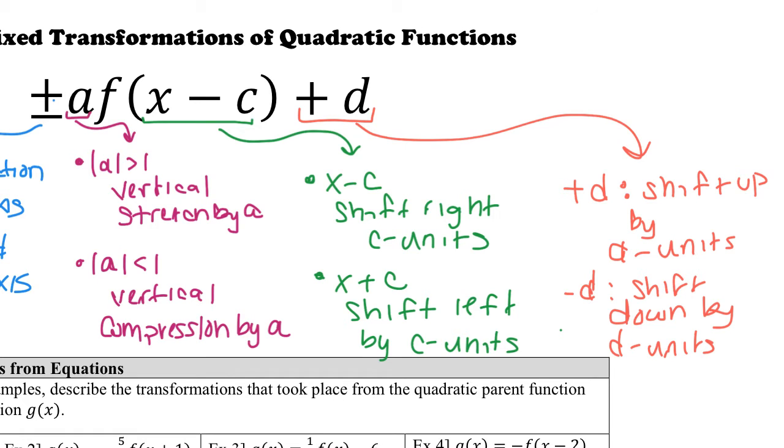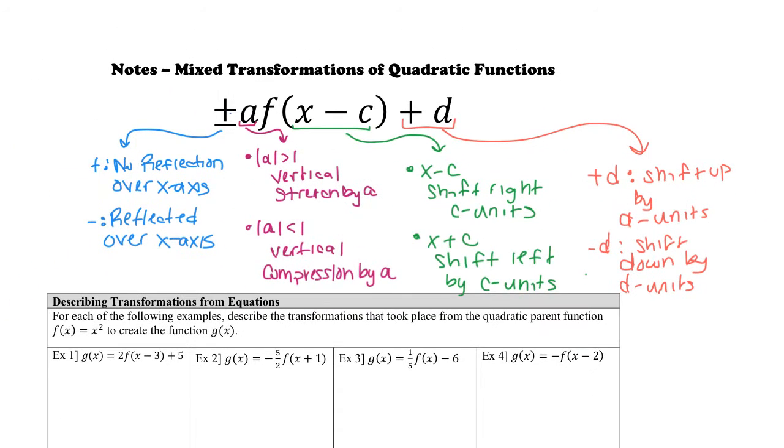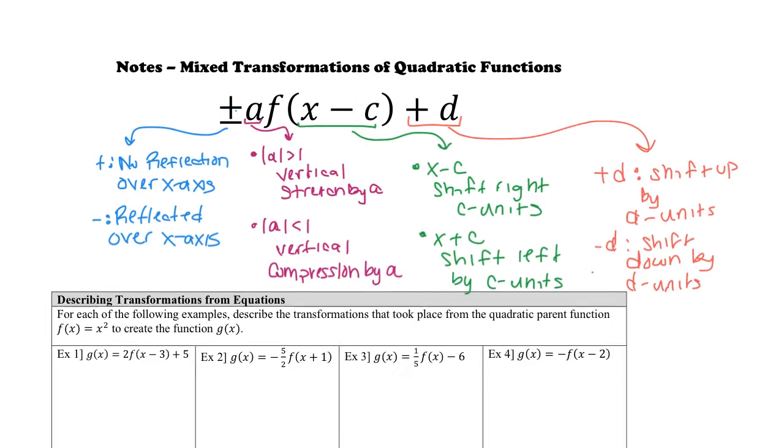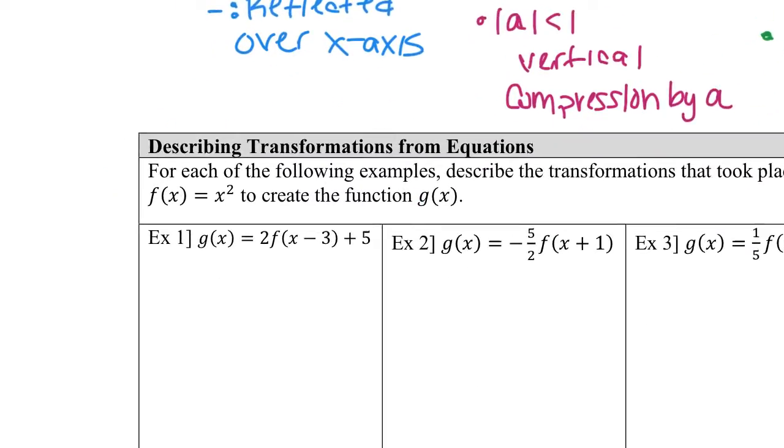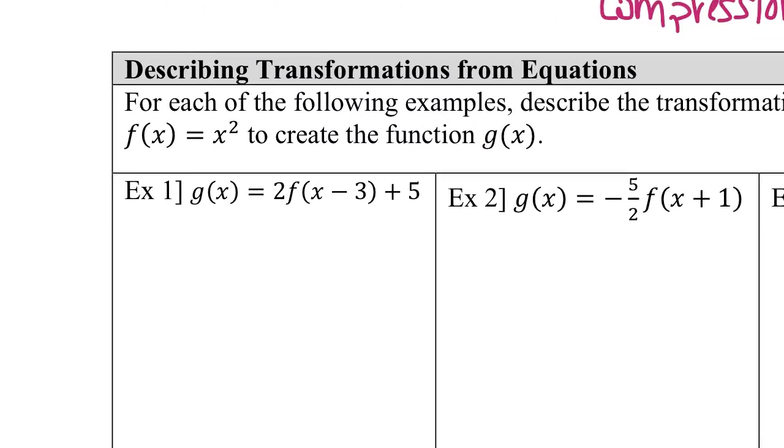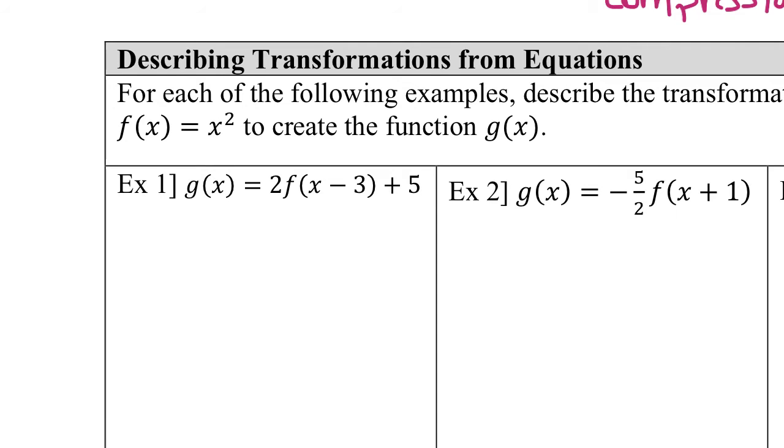Okay, so now let's combine all of these transformations together into these equations and describe what happens to these functions. These are all in function notation. So this says that we are starting with the quadratic parent function x squared, but because these are function notation, these could be any function, but we're just specifically doing it for quadratics right now. So we're going to take g of x equals 2f of x minus 3 plus 5.